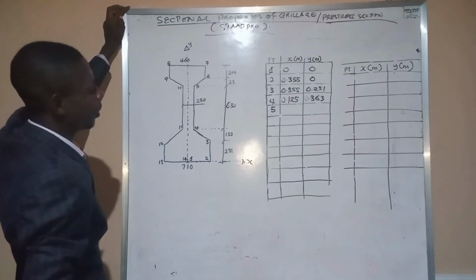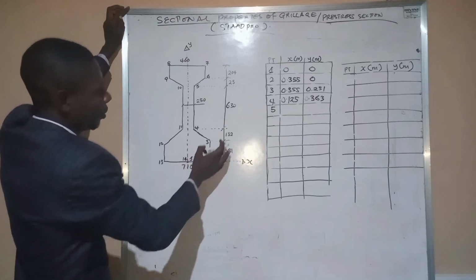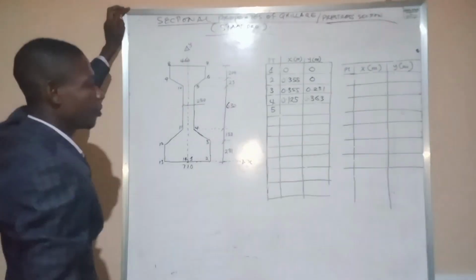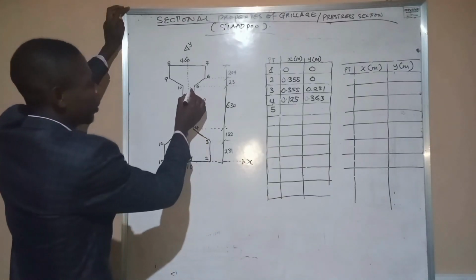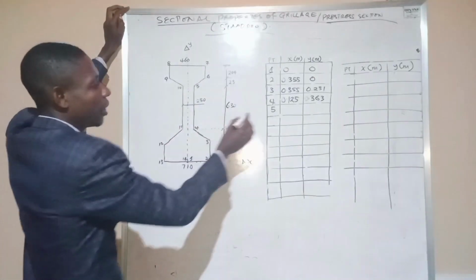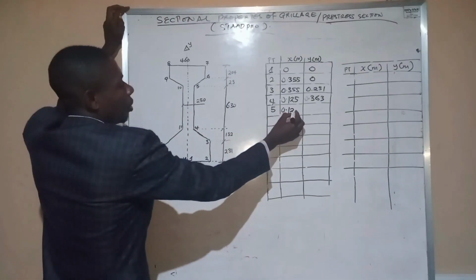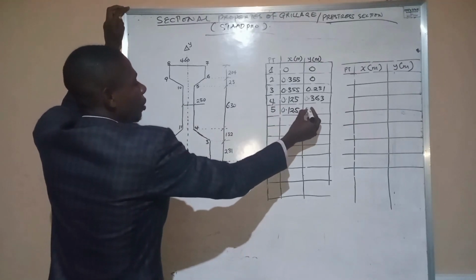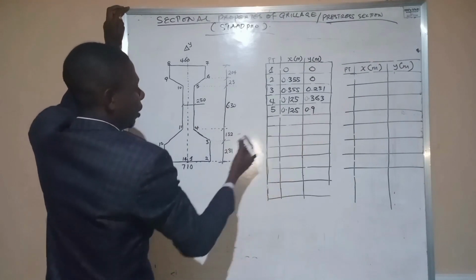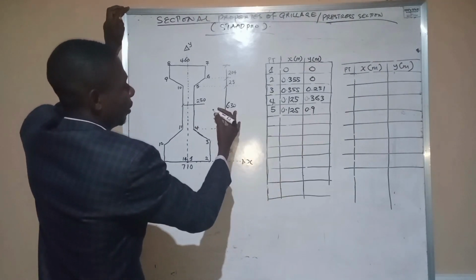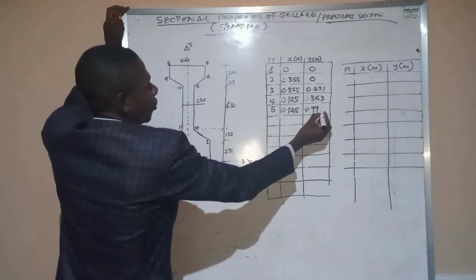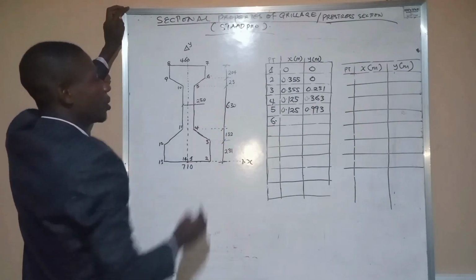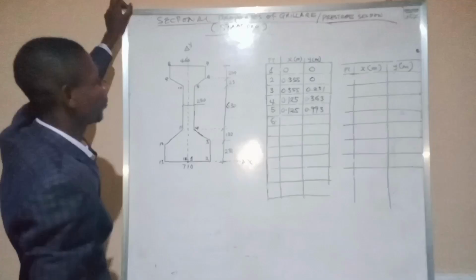At point 5, what do we have? We have 3.63, so if we add it here, it becomes 9. So the x coordinate still remains 0.125, while at this point the y is going to be 0.993. Now at point 6, which is this point, we're going to have the coordinate.